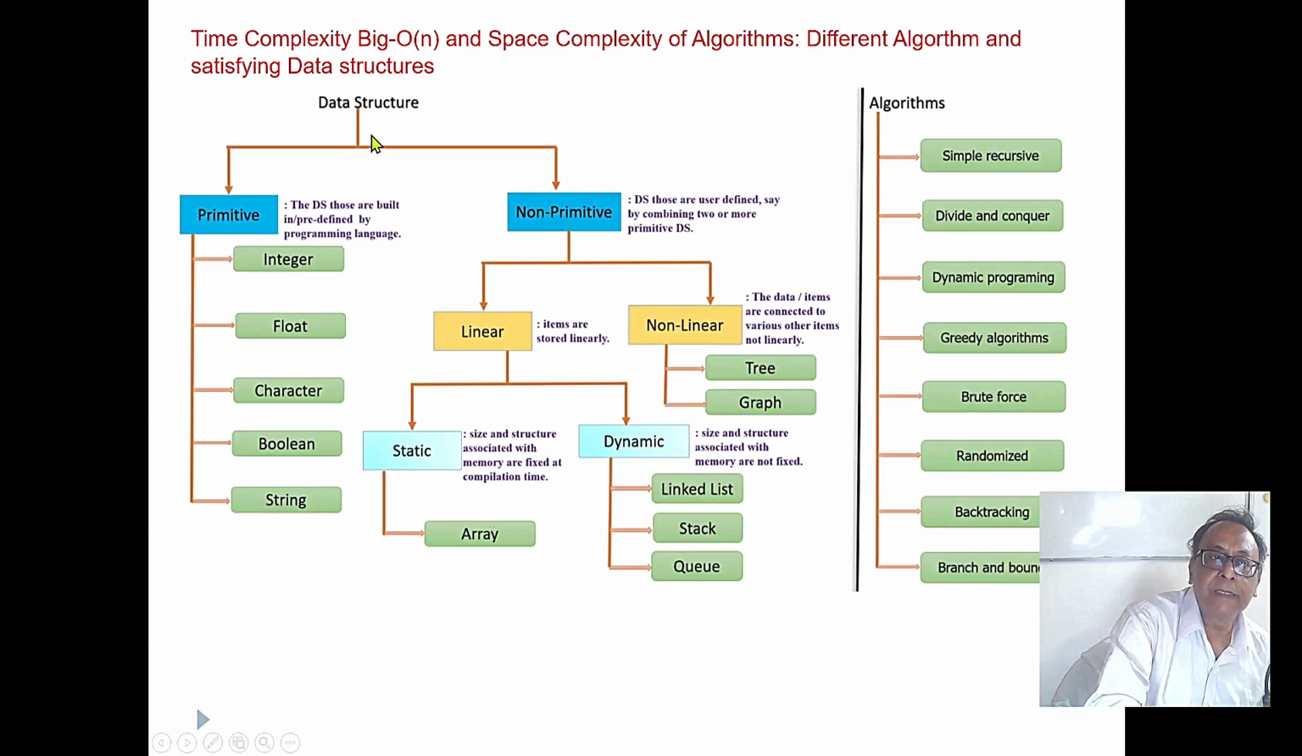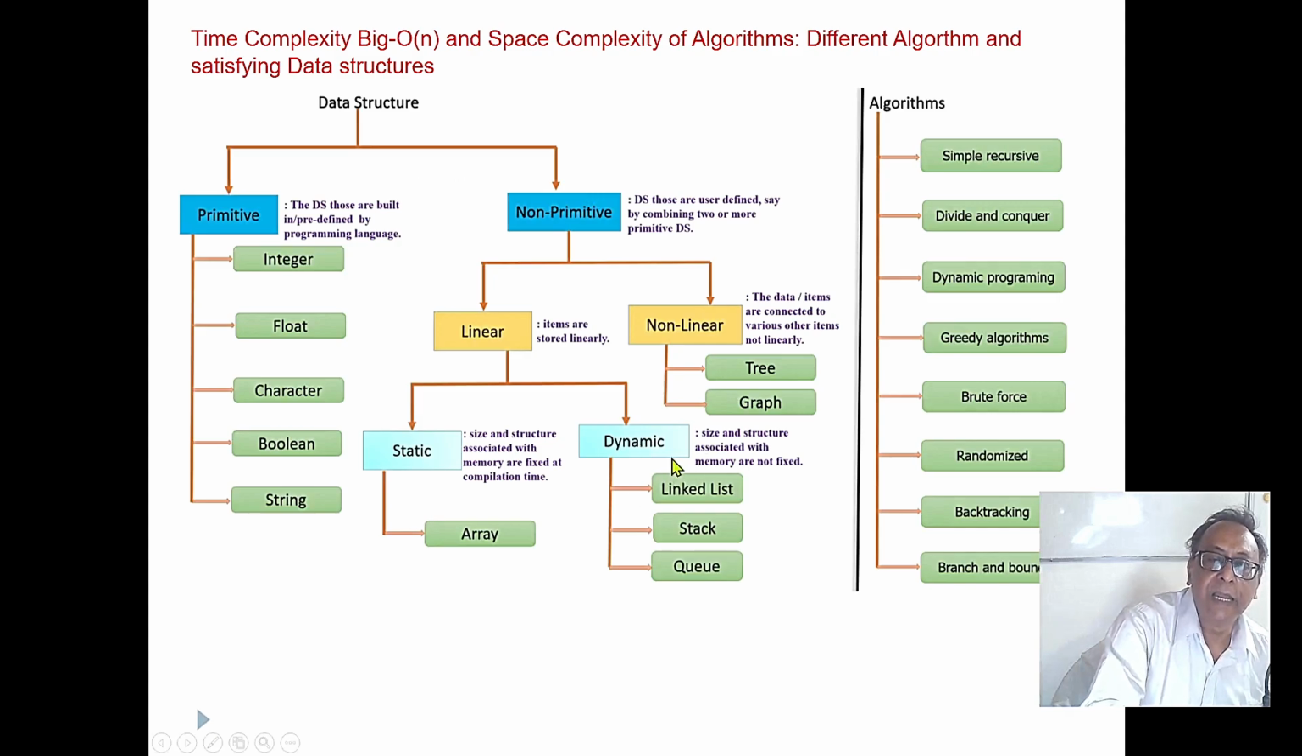This is data structures in any language and any algorithm. So these are the primitive data structures available, and this is the non-primitive. There are many cases like linear, non-linear, like tree, graphs, and there are some statics which always have to be loaded into the memory during compile time.